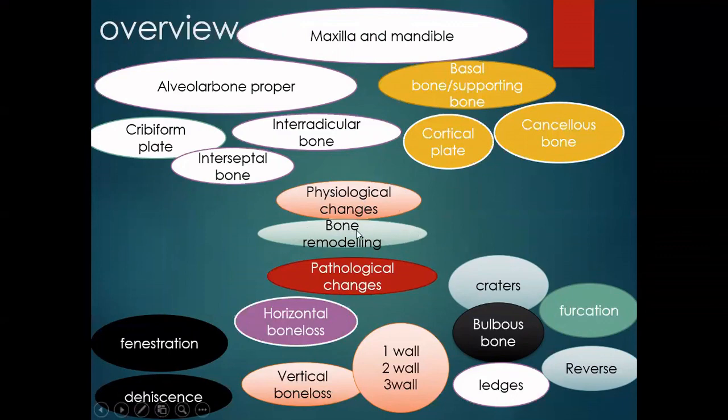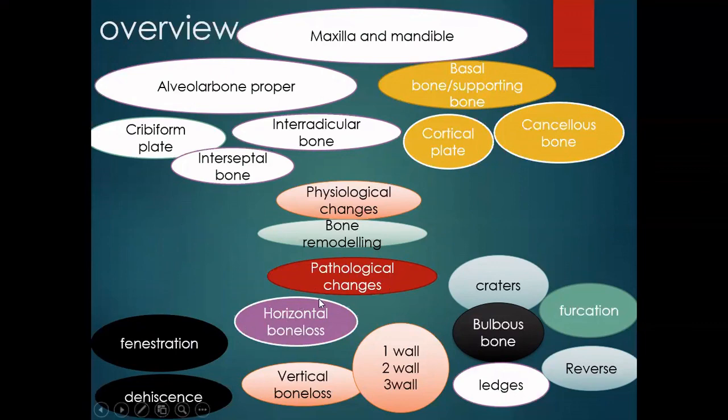But when there is severe bone resorption and bone formation doesn't happen, it comes under pathological changes. Among the pathological changes, we have seen fenestration, a satellite defect of the bone where the root surface will be visible. When there is bone loss from the marginal bone towards the root, it is called dehiscence.